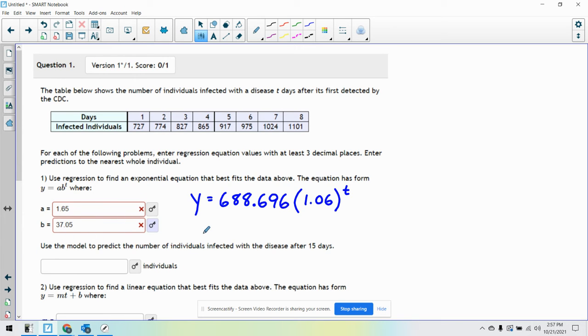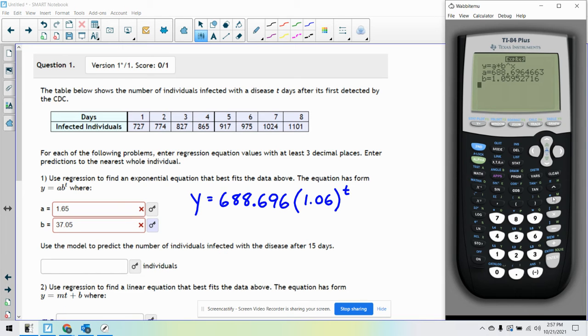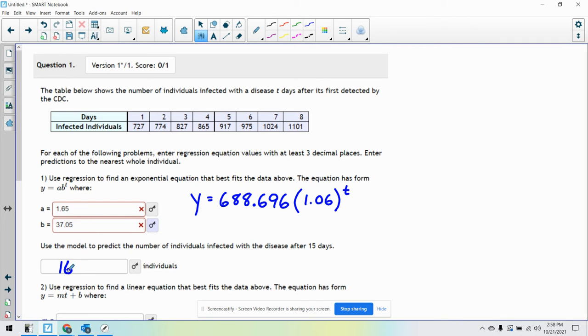Use the model to predict the number of individuals infected after 15 days. So I'll just replace T with 15. So I have 688.696 times 1.06 to the 15. So I get 1650.5 or 1651.